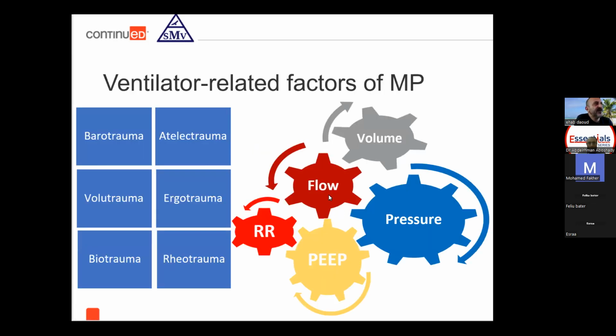Okay, so what are, again, the ventilator-related factors of mechanical power? As we talked about in the previous one, they include the tidal volume, the pressures, the flow, the PEEP, and the respiratory rate, and they all interact together to give you the mechanical power. And of course, of the forms of ventilator-induced lung injury that we know, the barotrauma, atelectrauma, volutrauma, the new terms ergotrauma, biotrauma, rheotrauma. So there are so many forms of ventilator-induced lung injury, but we have to be careful about what we can modulate on the ventilator to reduce that ventilator-induced lung injury.